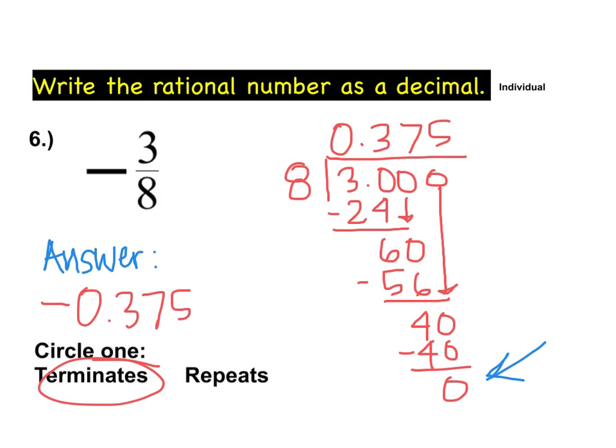I bring down a 0 and get 40. 8 goes into 40 5 times. 5 times 8 is 40. When I take the difference, I end at 0. So it's important to note that you need to keep going until either the decimal repeats or until it terminates at a 0 at the end, like we see with this example.